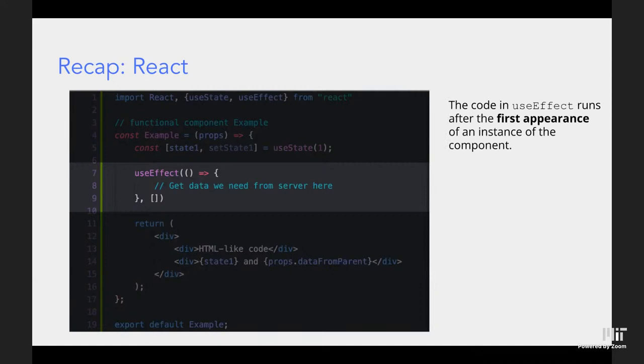So this piece of code, we're passing in a function to useEffect and then an empty array. And what this means is that this function that we pass in as our first input is going to be run after the first appearance of the instance in the component. So as soon as our component is rendered, as soon as it appears on the screen, roughly speaking, our function inside is going to run.